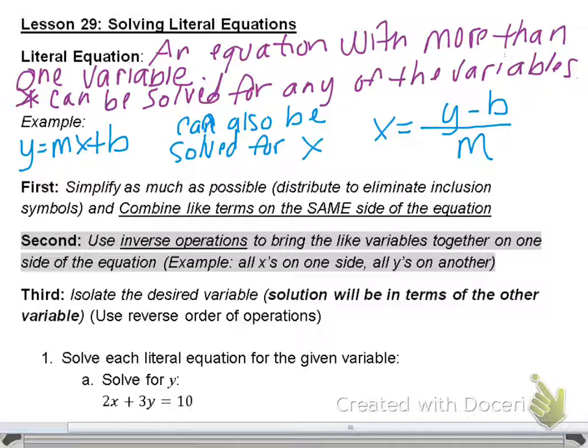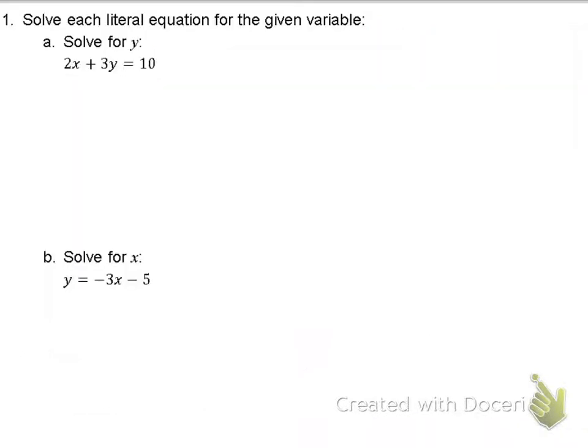Alright, moving on to a couple of our example problems. We're going to solve each literal equation for the given variable. So the first one says to solve for y. There's an x and a y in this equation. We're going to solve for y, so I'm going to circle the term that has the y in it because we first want to get that term by itself.